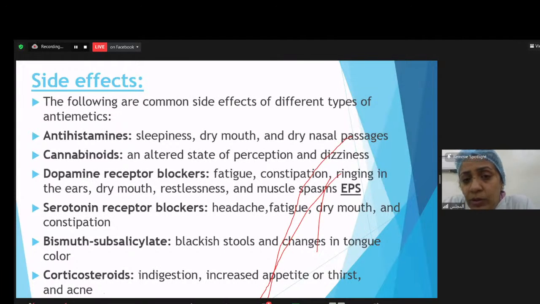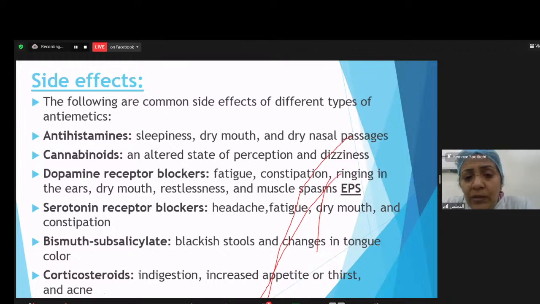Most of them cause sleepiness, dry mouth, and dry nose, and you will feel the dryness because it has a decongestant effect. So it will dry the nose, the throat, and the airway. Cannabinoids alter the state of perception, and they can cause a bit of dizziness.